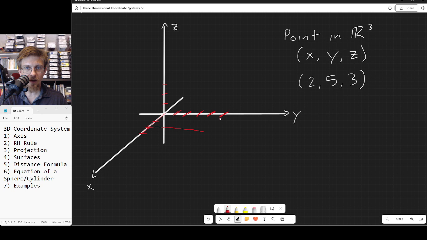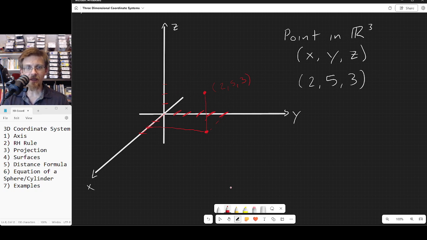So you can imagine if you followed this hash mark perpendicular to the x-axis, then the line that's parallel to the x-axis coming out from that hash mark meets up with the line that's parallel to the y-axis coming out from x equals 2. That's where that point's going to be. And then we're going to go up 3 units. So imagine 1, 2, 3. I'm going to do the same spacing here. Okay, so there's the point (2, 5, 3).